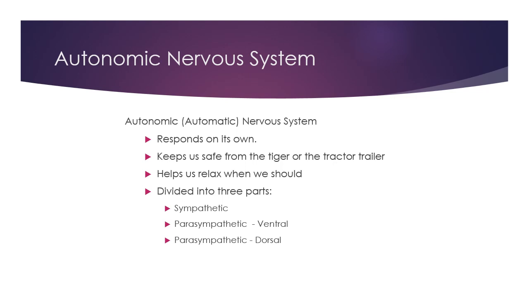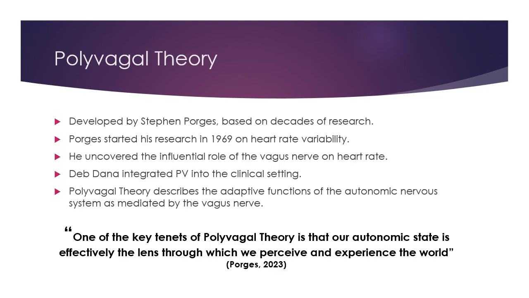It's divided into three parts: the sympathetic nervous system, the parasympathetic nervous system ventral, and the parasympathetic nervous system dorsal. This is the basis for the polyvagal theory. The polyvagal theory was developed by Stephen Porges based on decades of research. He started studying heart rate variability and found it was based on the vagus nerve. Deb Dana then brought this to the clinical setting.